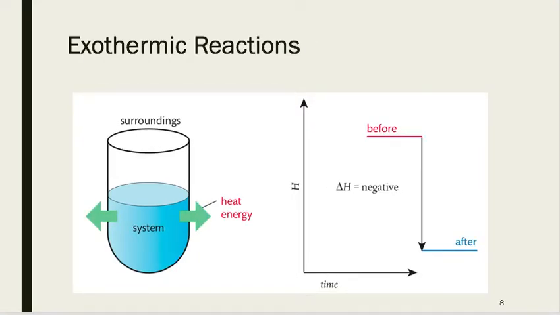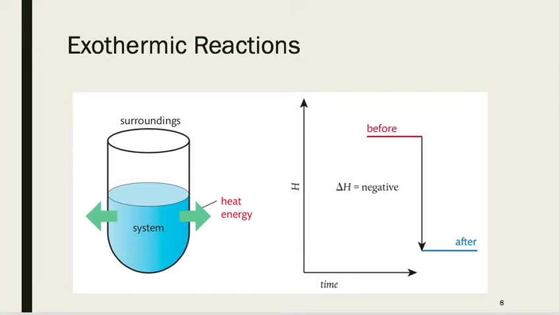And here we have an exothermic reaction. So here we can see our system and our heat energy. It is being released into the surroundings. So again, here we look at our graph of enthalpy over time.